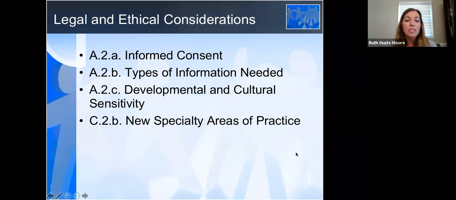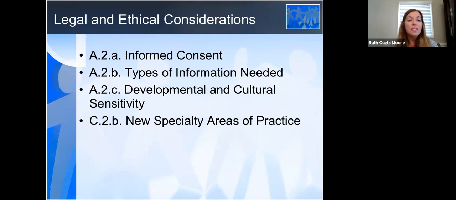And then also new specialty areas of practice. This is a really important one: just because you have toys in your office doesn't make you a play therapist. Just because you bring your dog to work doesn't mean you're doing animal-assisted therapy. Just because you attend one workshop on psychodrama doesn't mean that you should be implementing it in practice. Counselors need to be aware of the training requirements, and that they're getting training and supervision in new areas of specialty practice, because we don't want to do harm to clients. And that's the most important thing in working with clients.